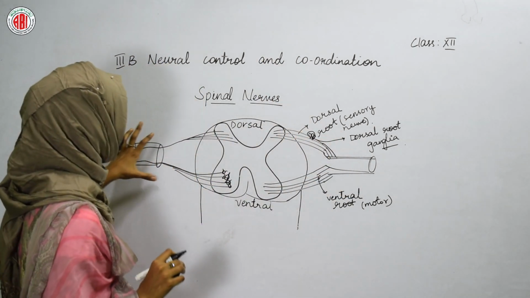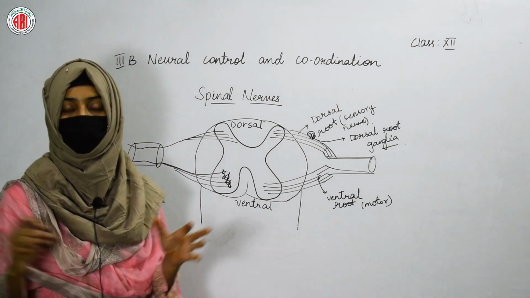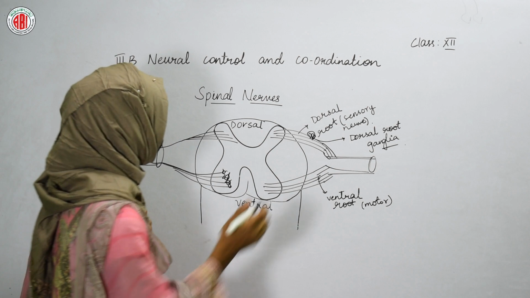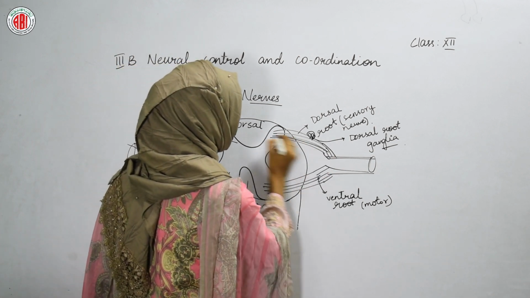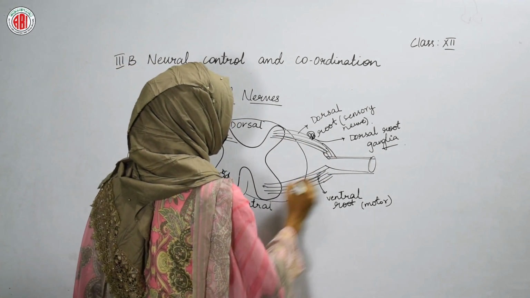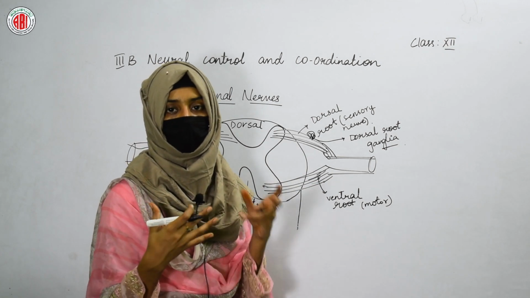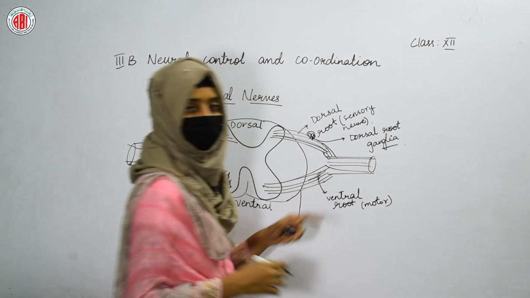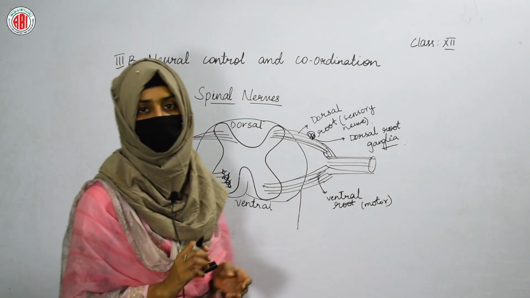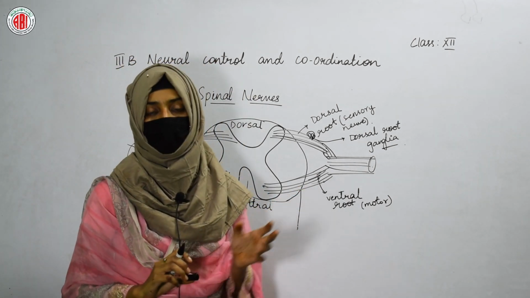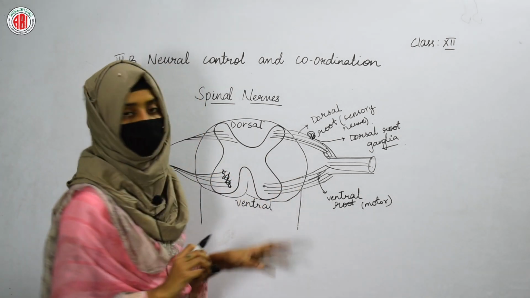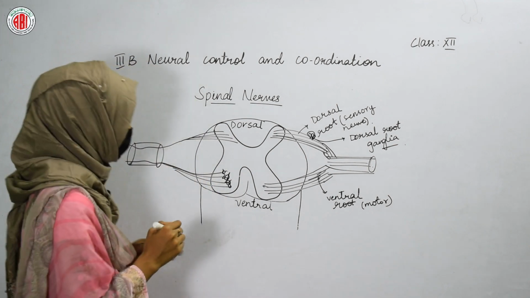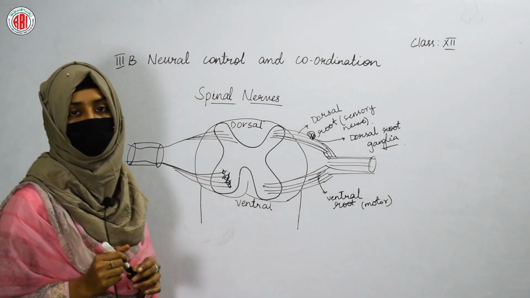So this is how the spinal nerves are formed by the combination of both sensory neurons and motor neurons. From the dorsal root the sensory neurons are arising, and from the ventral root the motor neurons are coming. They both form a common nerve, and we call that nerve the spinal nerve. 31 pairs of spinal nerves are found in the human body, and in each spinal nerve, mixed nerves are present.